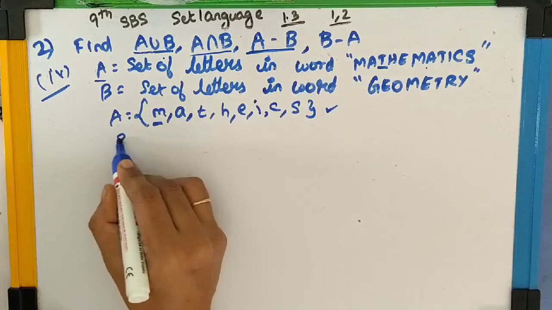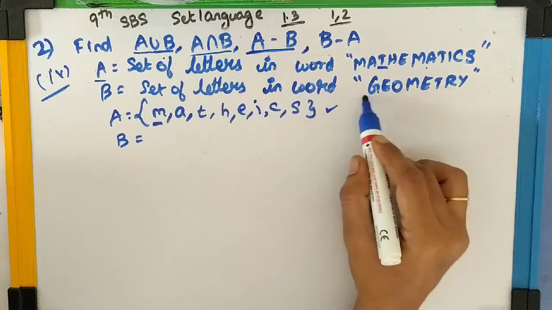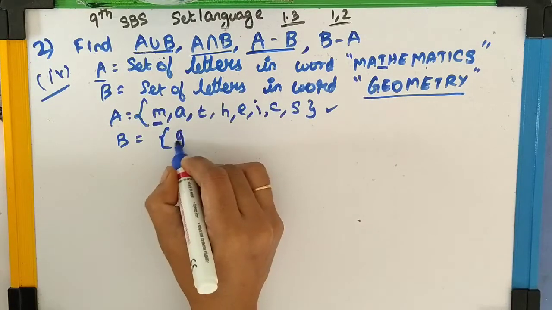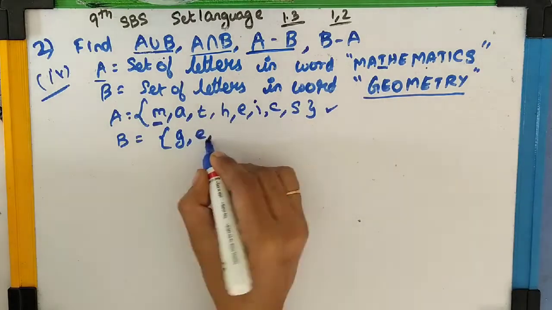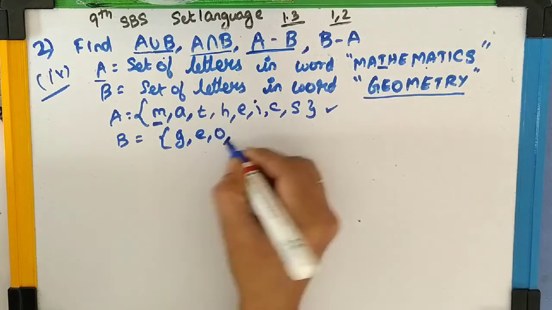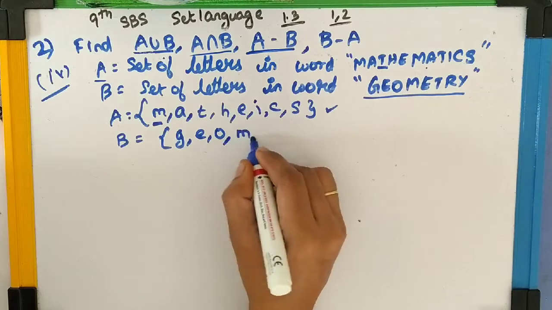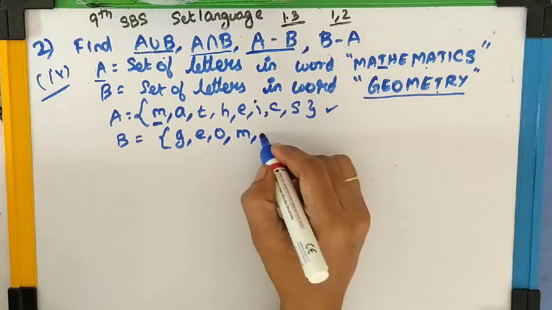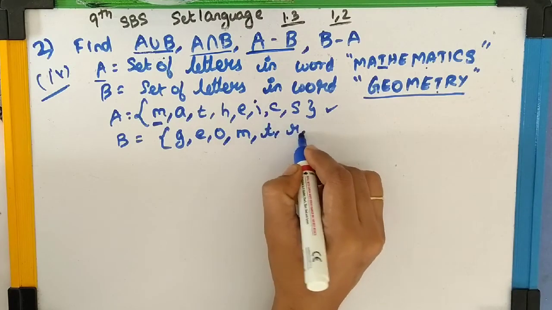Now what is set B? That is the set of letters in the word geometry. First write G, E, O, M. I said we shouldn't repeat the letters, so I am not writing E. So now I am writing T, R and Y. Clear?